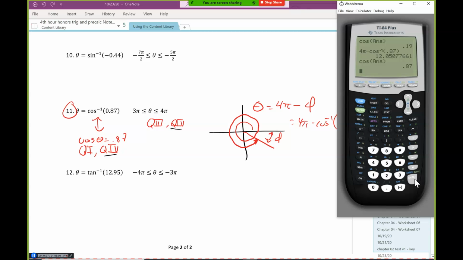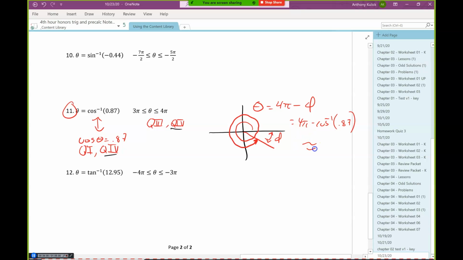Leah? So, for example, with number 10, is pi over 2 kind of equivalent to 7 pi over 2 and then 3 pi over 2? Like how pi is the same, or 2 pi is the same as 4 pi.